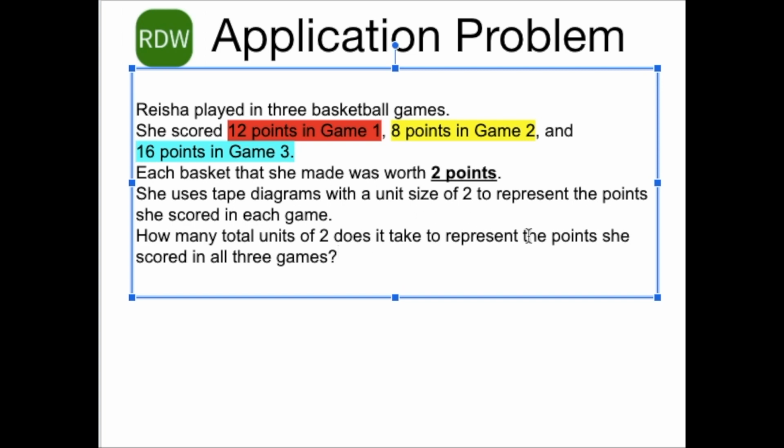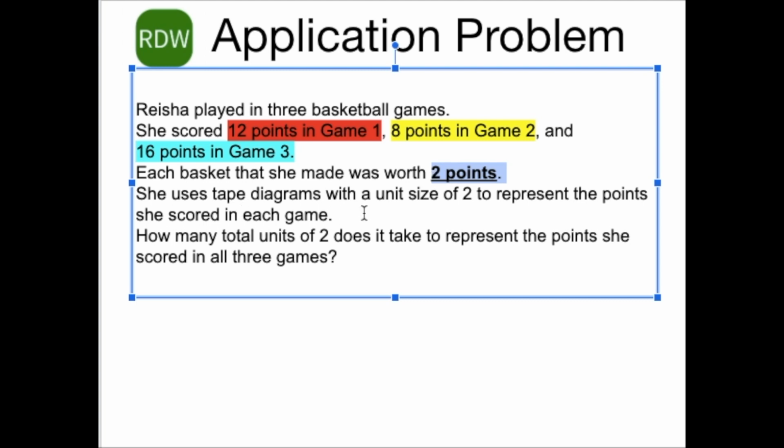I just want to review quickly some vocabulary that this application problem has included. So we know that she played 3 games. We know that she scored this many in 1, this many in number 2, and this many in number 3. We also know that each basket that she made was worth 2 points. Just in your standard game of basketball, every basket you make is 2 points unless it's a 3-pointer. But it doesn't appear that Risha made any 3-pointers in these games. So we're only talking about each basketball going in the hoop equaling 2 points.